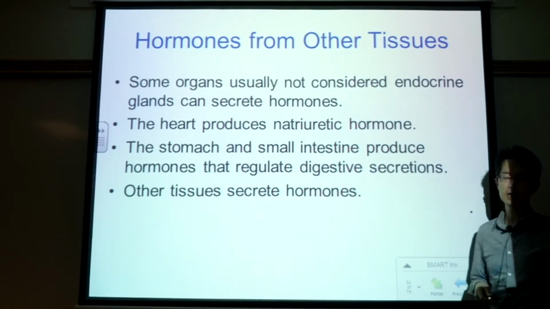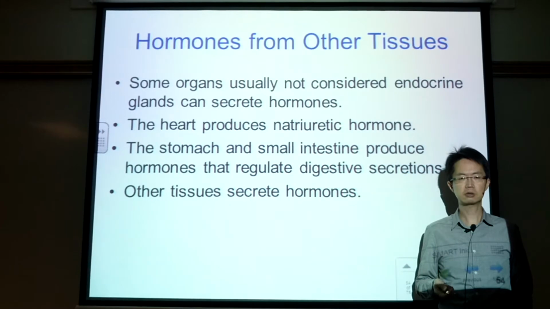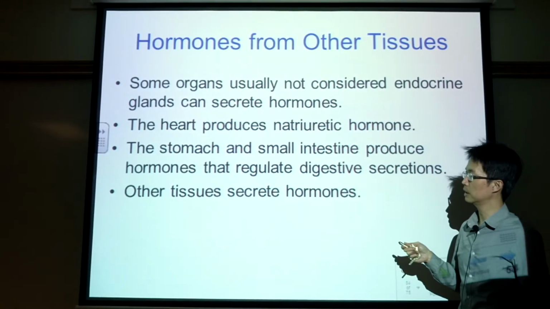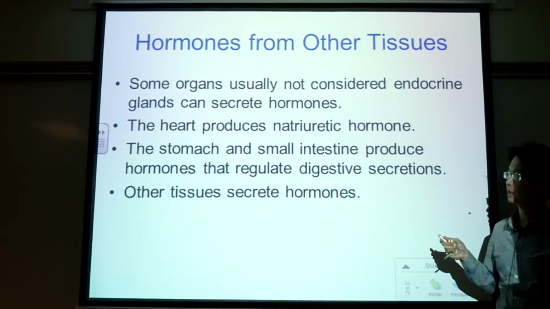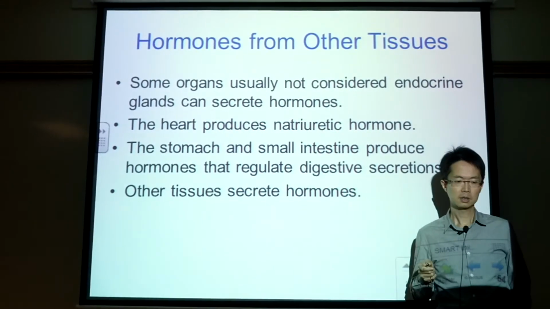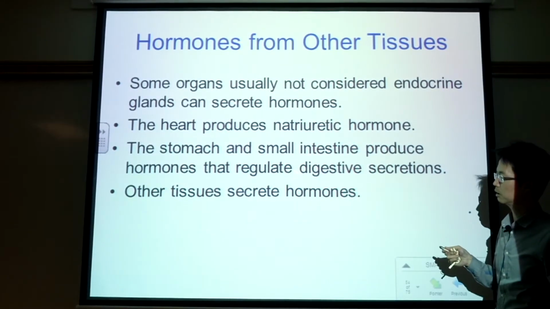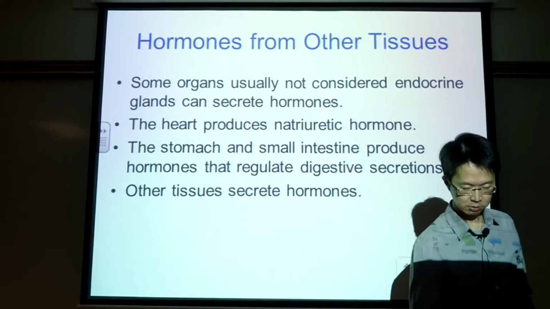So other than endocrine glands, we have organs that can also secrete hormones. For example, our heart produces ANH, atrial natriuretic hormone. Our stomach and small intestine can produce some hormones that regulate digestive secretion. And then we'll tell you another example.